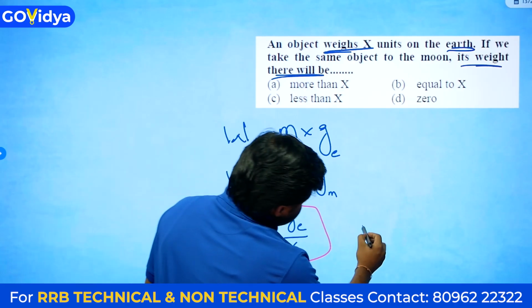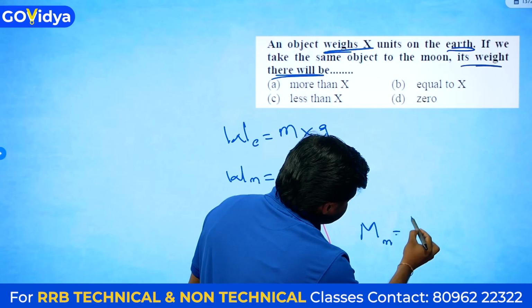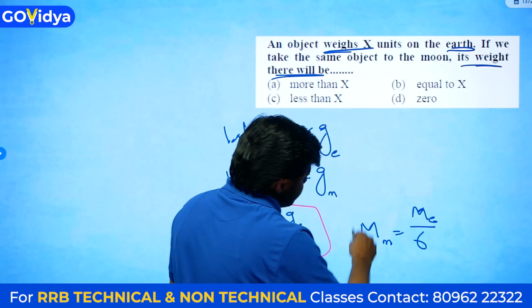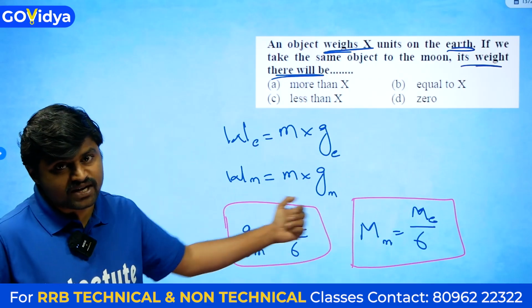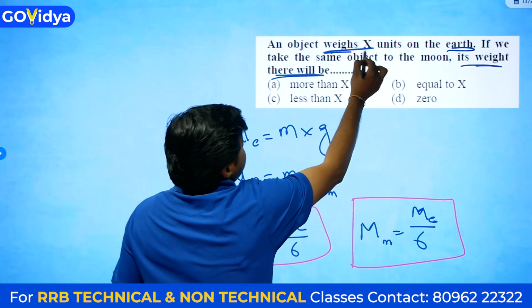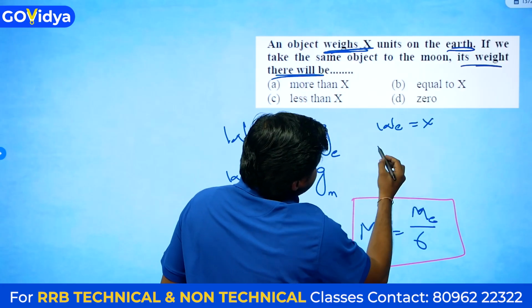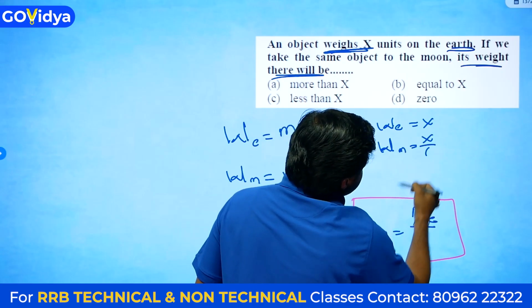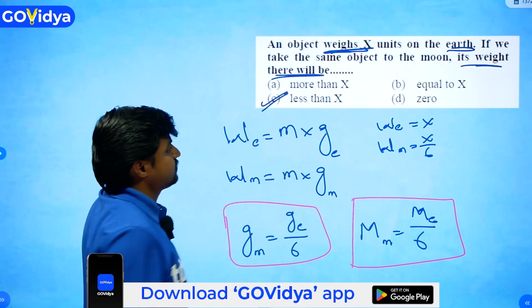Similarly, weight of any object on the moon is equal to weight of the object on earth by 6, okay. On the moon, the same object weighs 6 times less compared to earth. If the weight on earth is x, then weight of the object on the moon is x/6, okay. x/6 means less than x. Option C is the correct answer, okay.